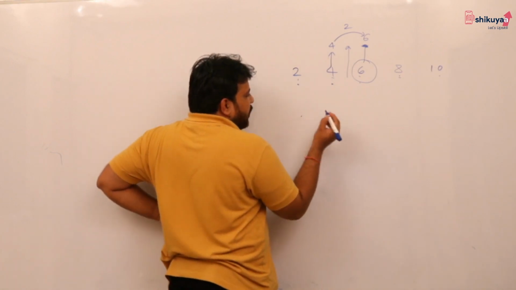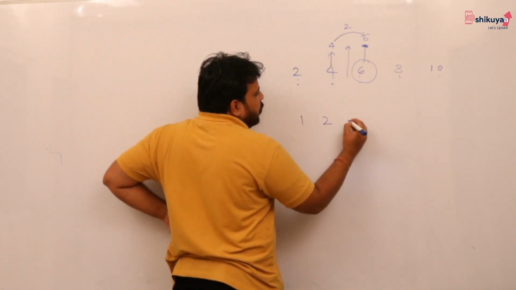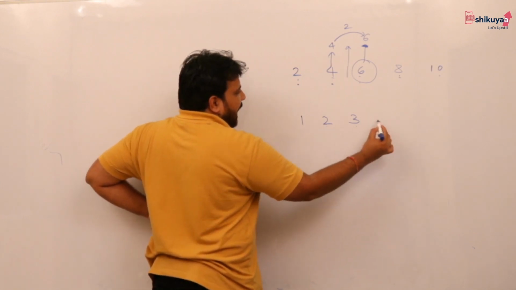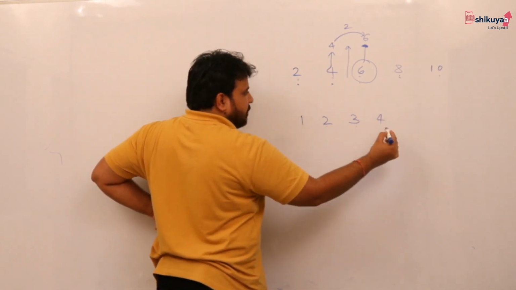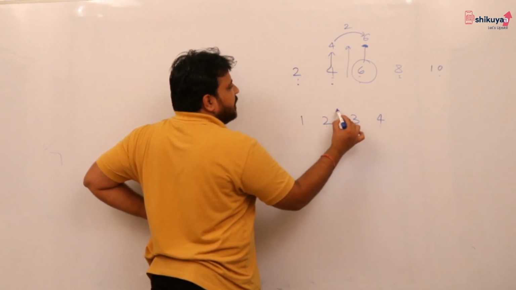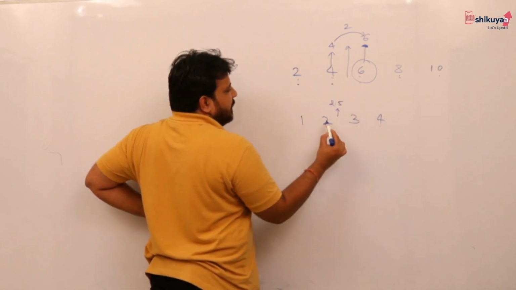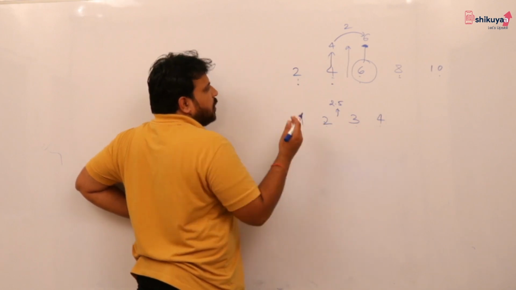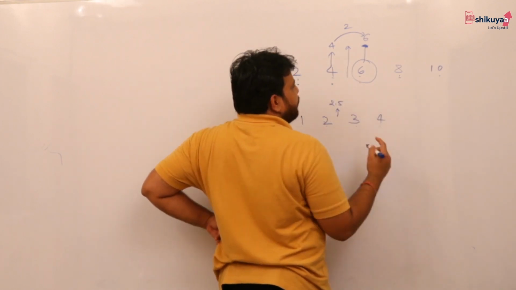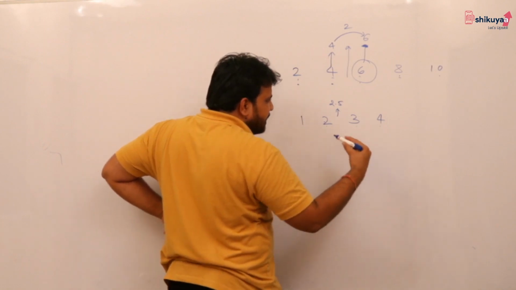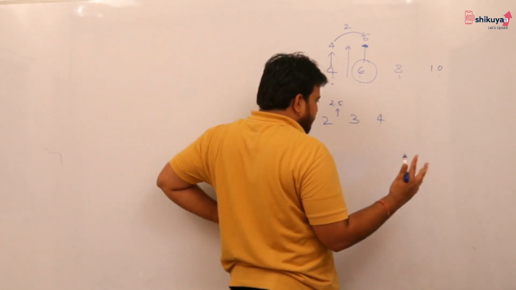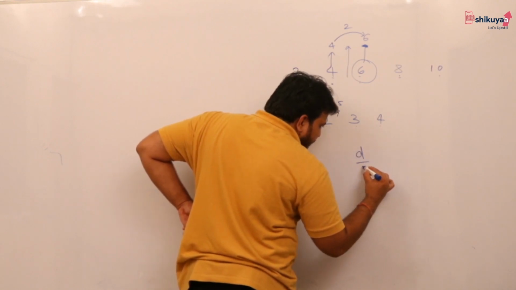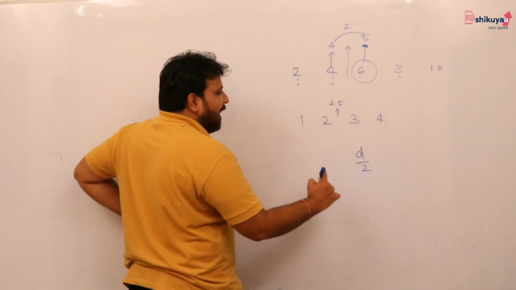Similarly, if you take an example of 1, 2, 3, initially the average is 2. If I add the next number, 4, to this series, the average becomes 2.5. That is, the average has increased by half. So what happens actually here is, in an arithmetic series of odd numbers or even numbers, the average increases by d by 2 when you add one number.